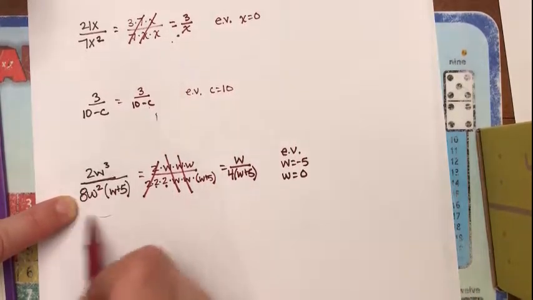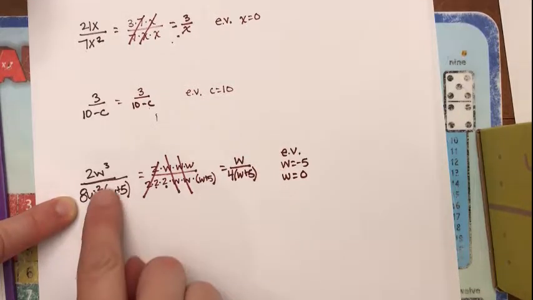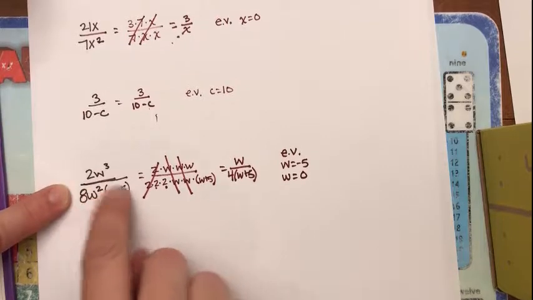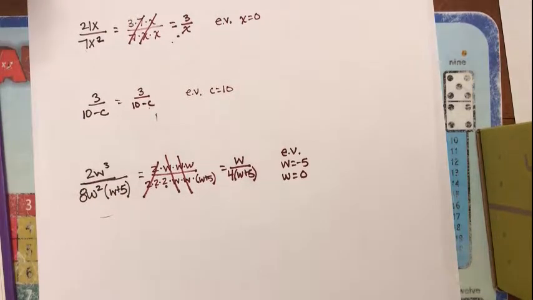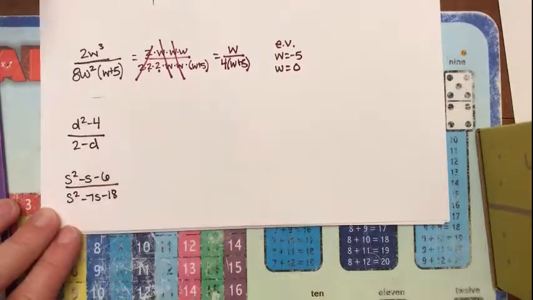So that's why it's important that you go back to the beginning and you check, because if I put 0 back in my original function, I would get undefined, because that would make my denominator 0. So just keep that in mind while you're doing these. Okay, 2 more examples here.